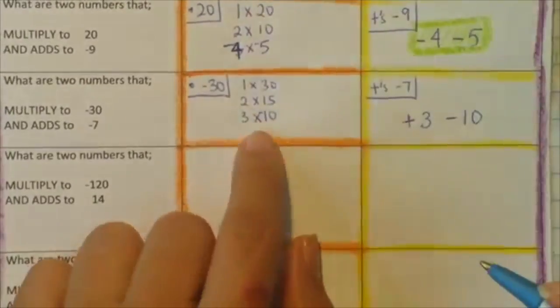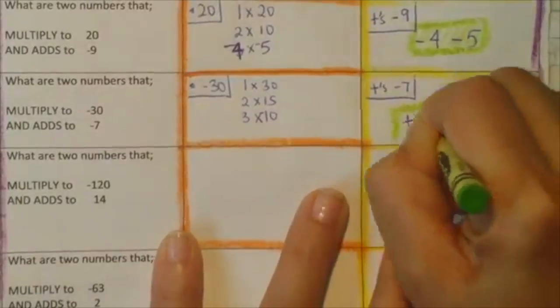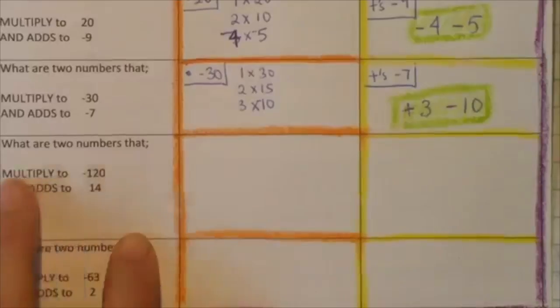Let me check, make sure that it works. 3 times -10 is -30, and Trojans meets Tigers. Tigers are winning by 7. So perfect. And that's what it means to find two numbers.